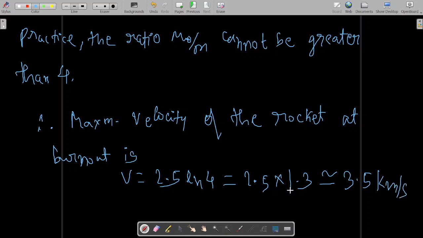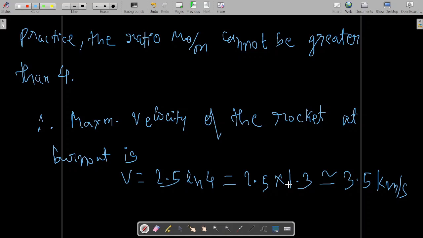Okay. So 3.5 km per second is the maximum velocity of the rocket at burnout. So a rocket cannot have velocity higher than 3.5 km per second. I am talking about a conventional rocket, I am not talking about NASA rockets. NASA rockets are very, very fast. They go 35,000 km per hour, like that. Those are the speeds of NASA rockets.